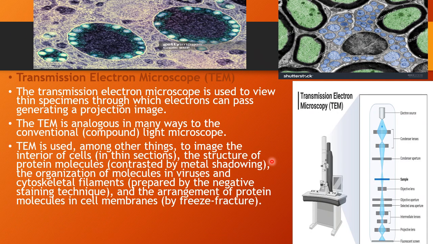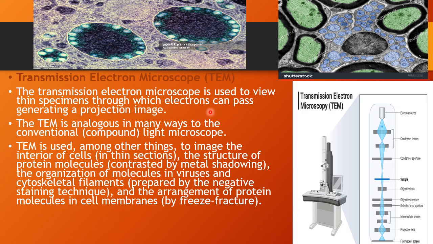Next, we'll move on to the types of electron microscope. There are mainly two types of electron microscope. One is called the transmission electron microscope, which is TEM, and the second type is the scanning electron microscope, which is SEM. The transmission electron microscope is used to view specimens through which electrons can pass, generating a projection image.